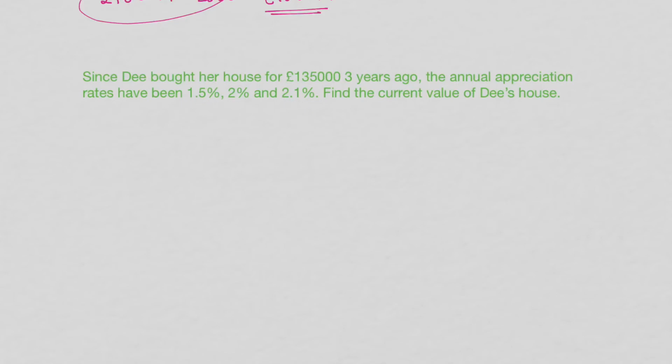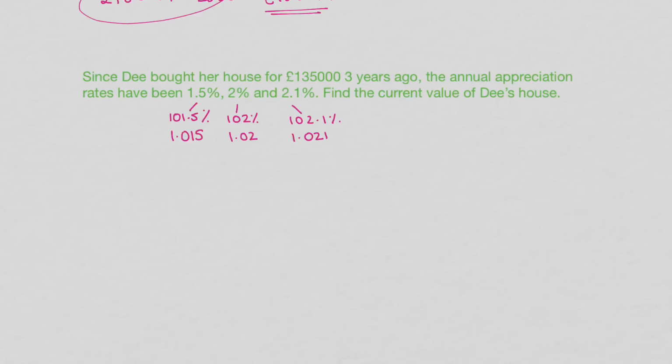So we need to look at these multipliers. Let's find the multipliers that go with each of these percentages. If it was increasing by 1.5%, you'd have 101.5%, which would be a multiplier of 1.015. If you're increasing by 2%, you end up with 102%, so that would be 1.02 for a multiplier, and then 2.1% would be 102.1%, so that's 1.021 as a multiplier.